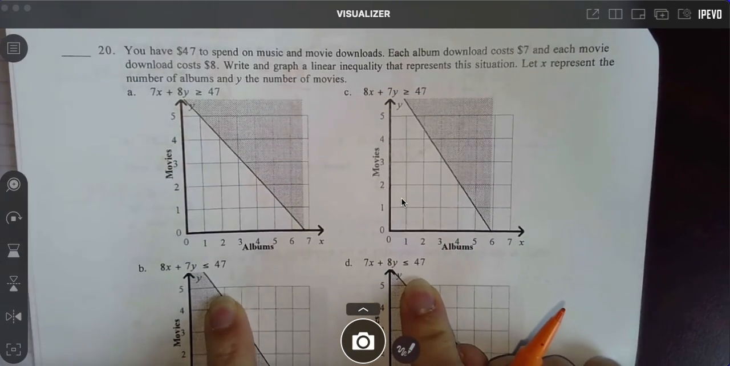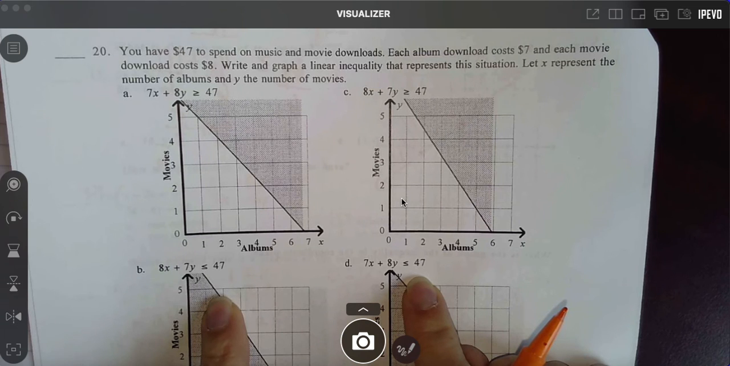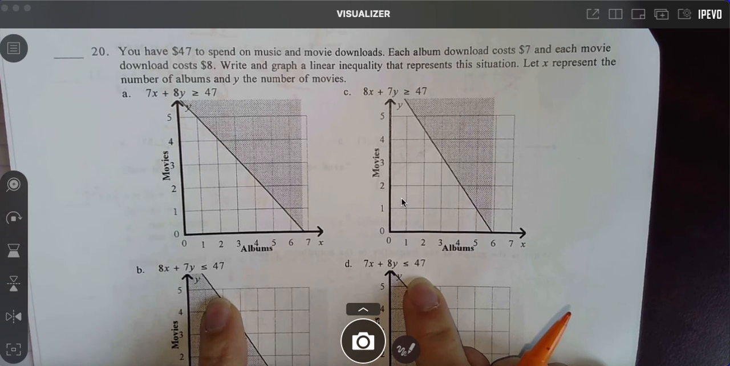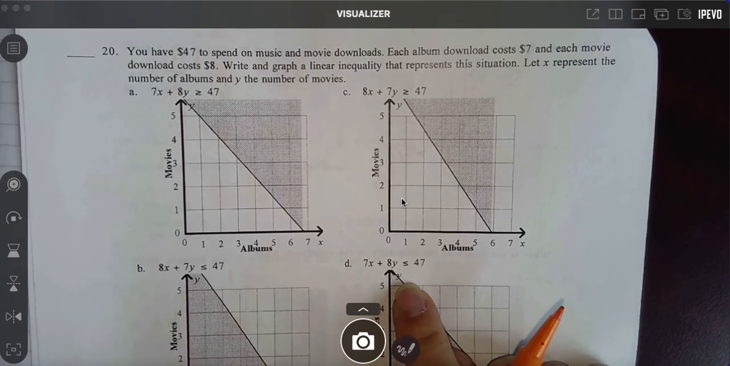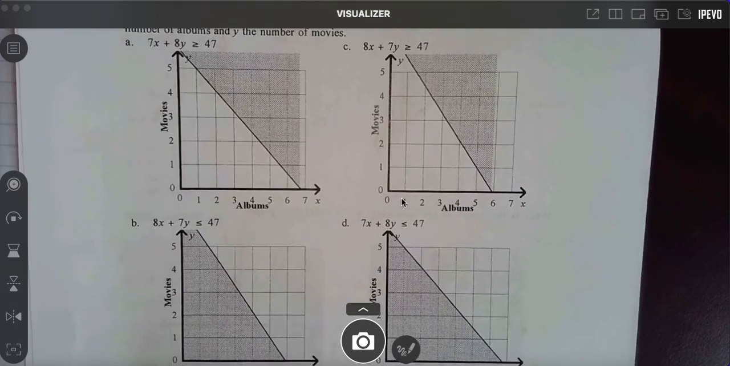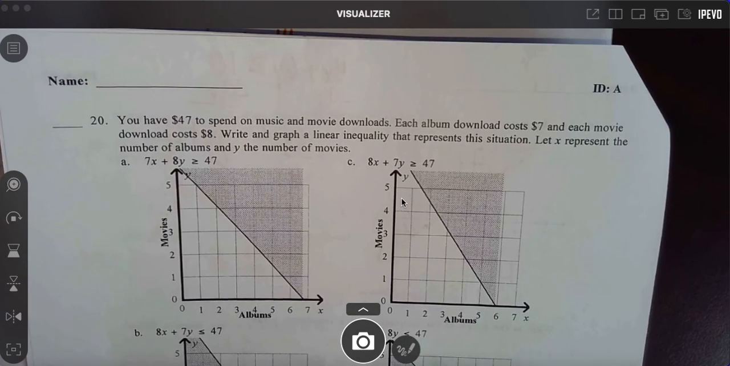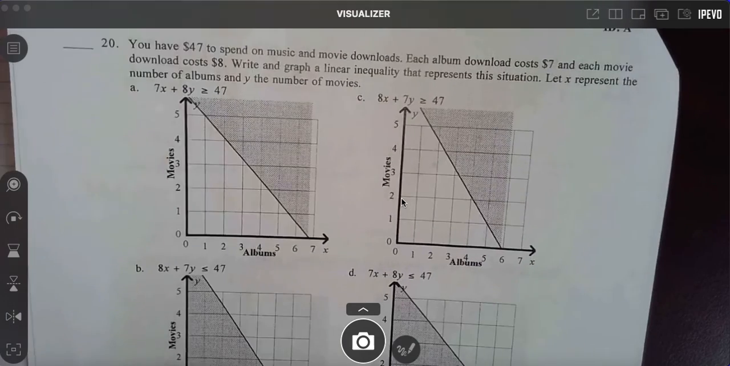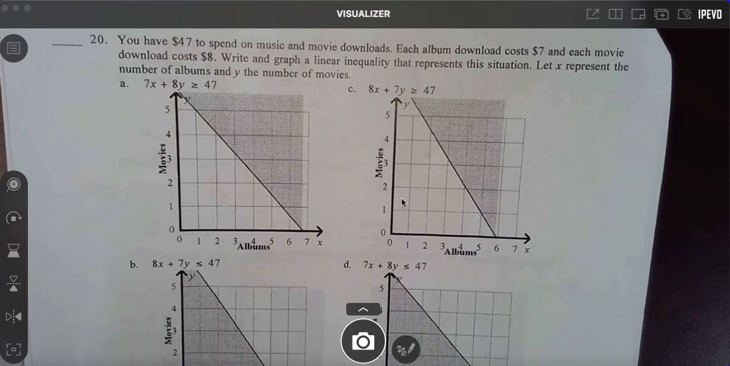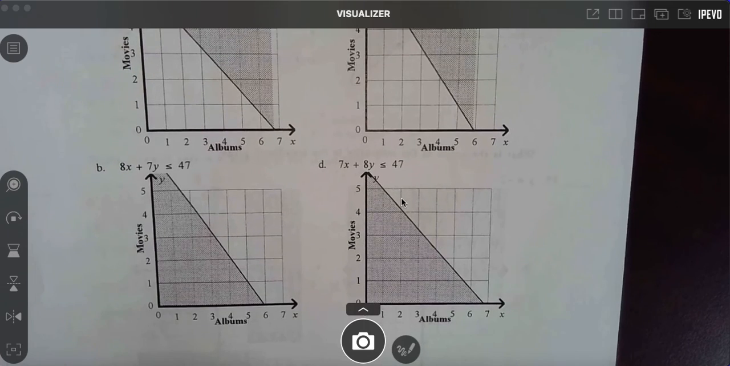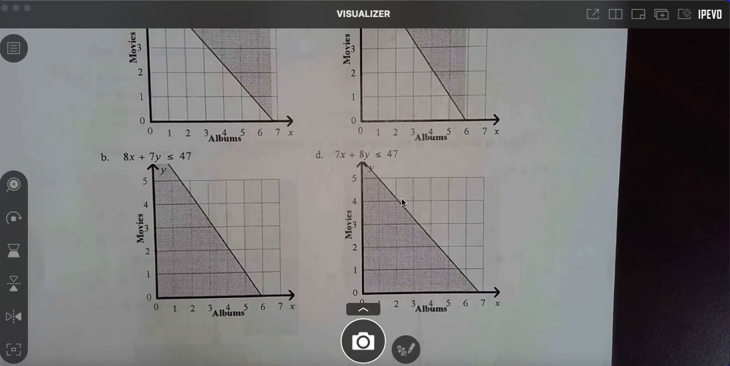Now, let's look and see what it says. It says each album download costs $7 and each movie costs $8. Write and graph the linear equation. So I'm thinking it would be 7. Album download is 7x. It is D. It's 7x plus 8y.